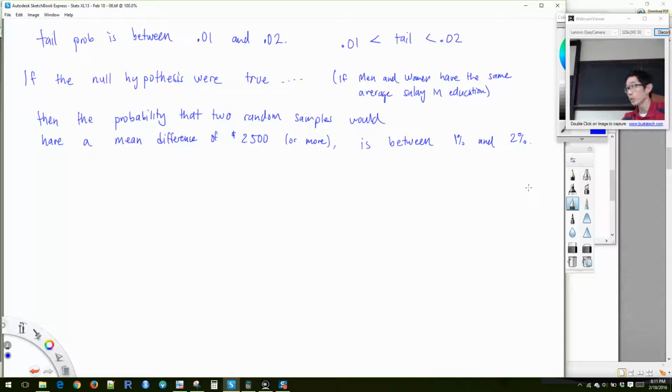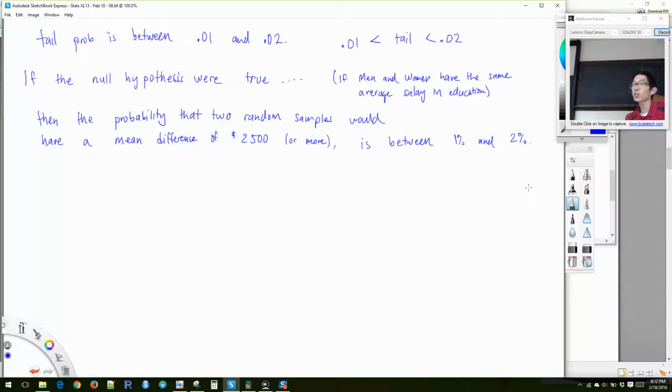Okay, 0.01 and 0.02. So it is possible that men and women have the same average salary, and just from random chance, it's technically possible that I got this weird sample where the difference I observed was $2,500. Could that happen by random chance? Sure, it could. How often does it happen? It happens between 1 to 2% of the time.